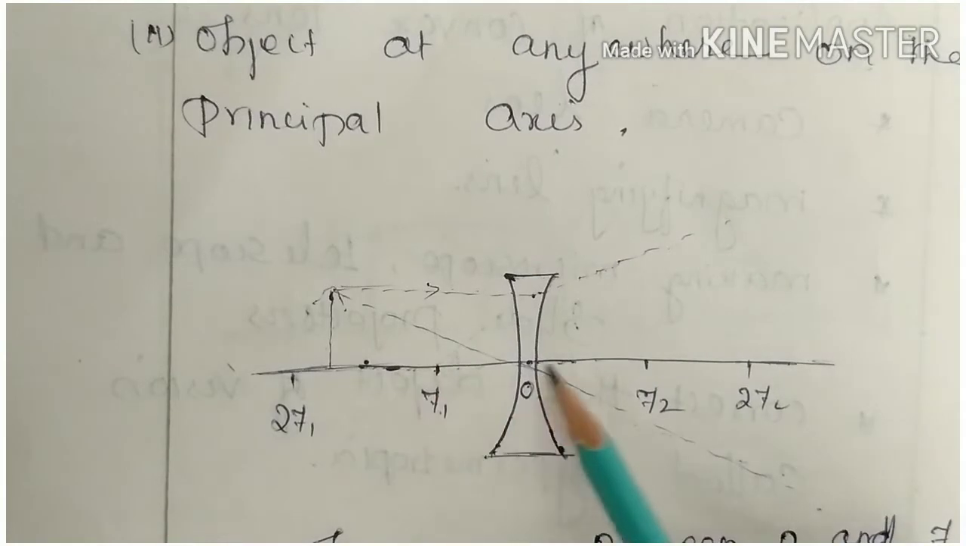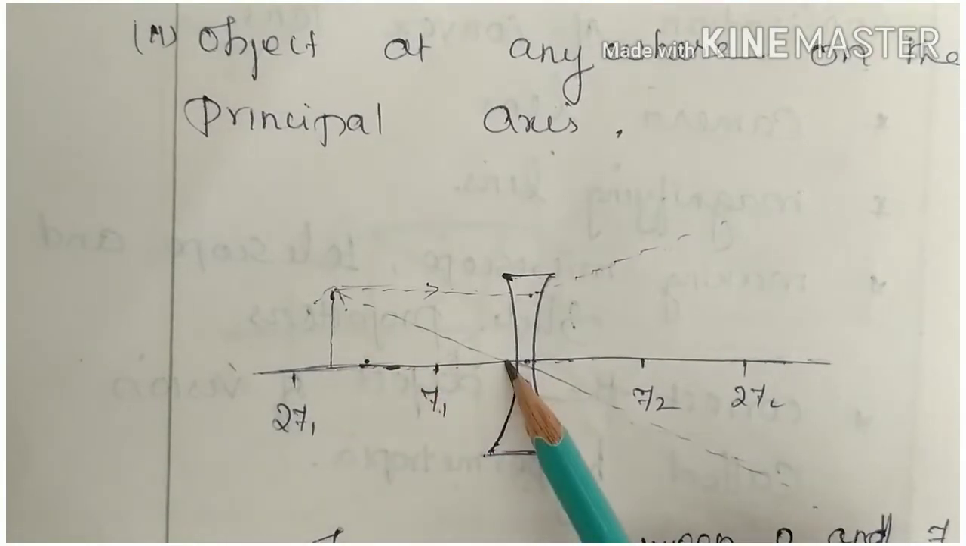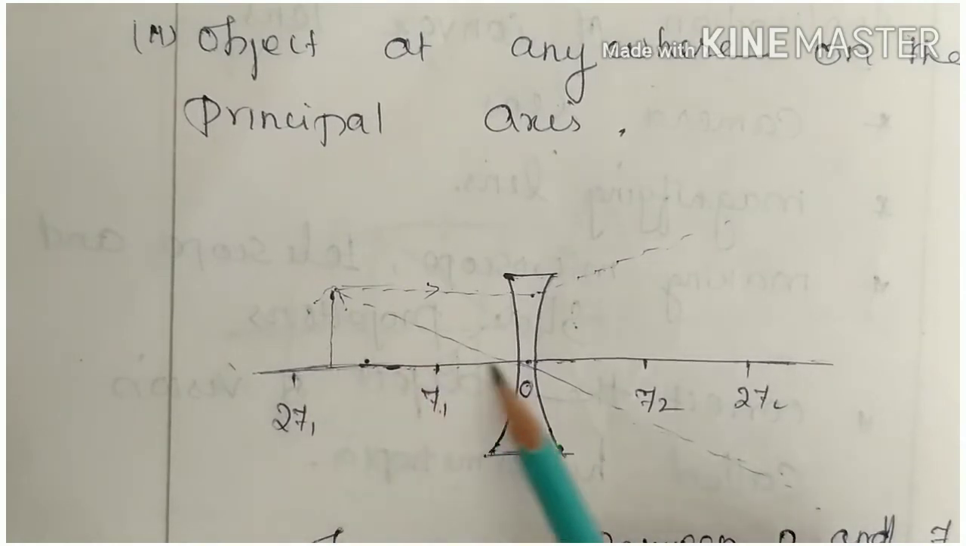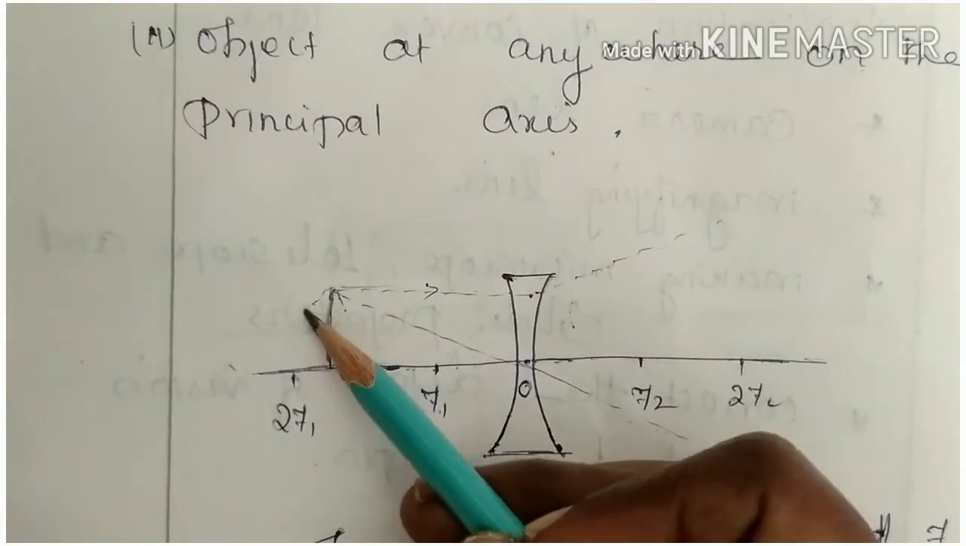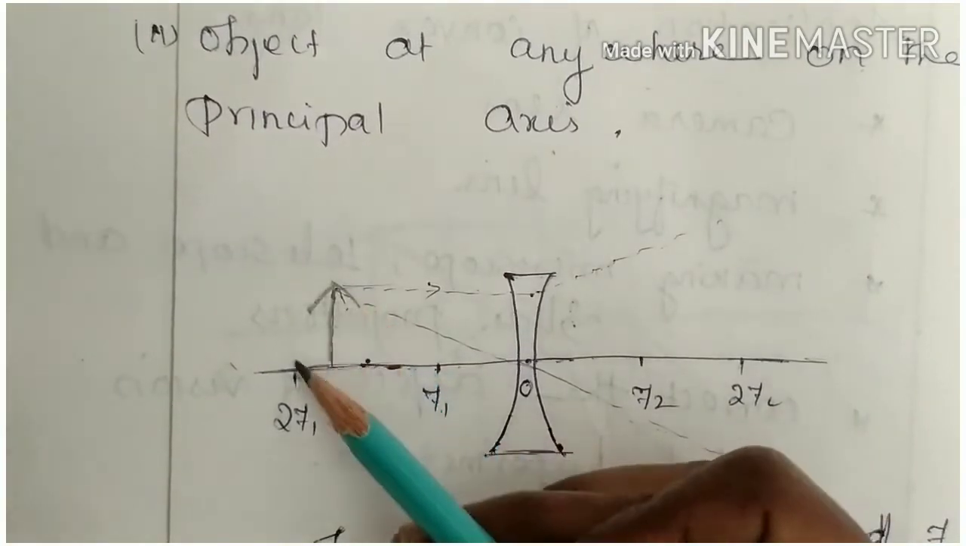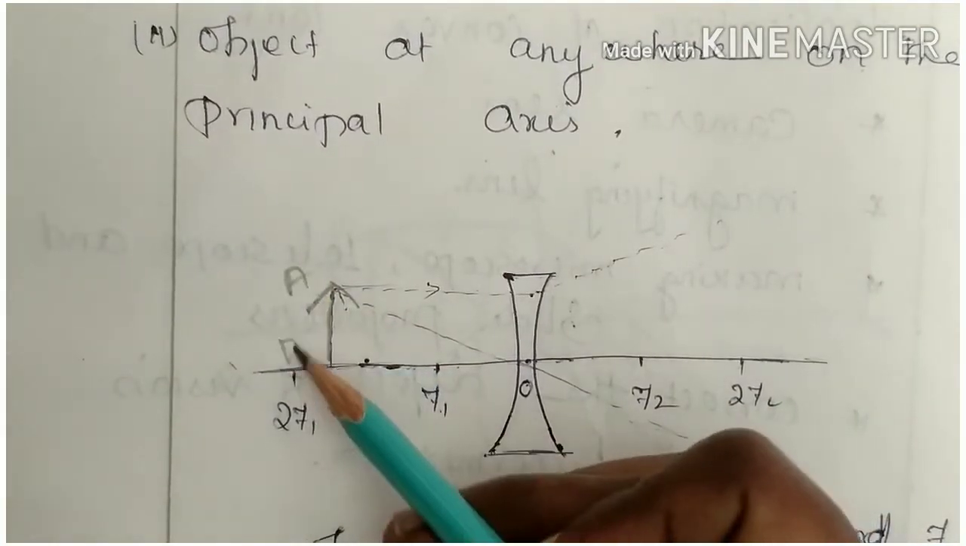If you are keeping the object anywhere on the principal axis, where is the image formed? Listen here. This is the principal axis. The object, we are placing at any one position. A, B, the object.